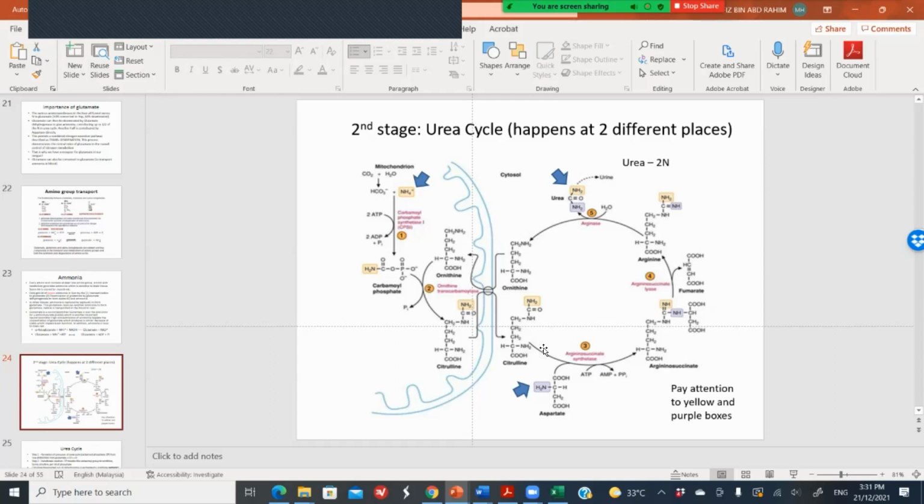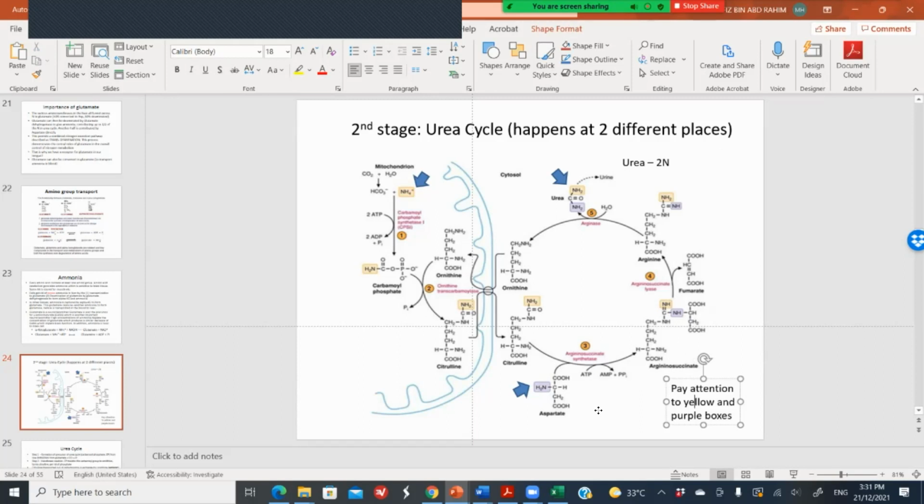And you will form the citrulline which contains one of the nitrogen or ammonia just now yang kita deaminated from the glutamate tu. Lepas tu aspartate akan datang dan dia akan donate one of the nitrogen to this molecule. So kita sekarang ada dua nitrogen. Boleh nampak tak kuning dengan purple ni? Kuning dan purple ni, nampak tak? Saya cakap pay attention to yellow and purple boxes.